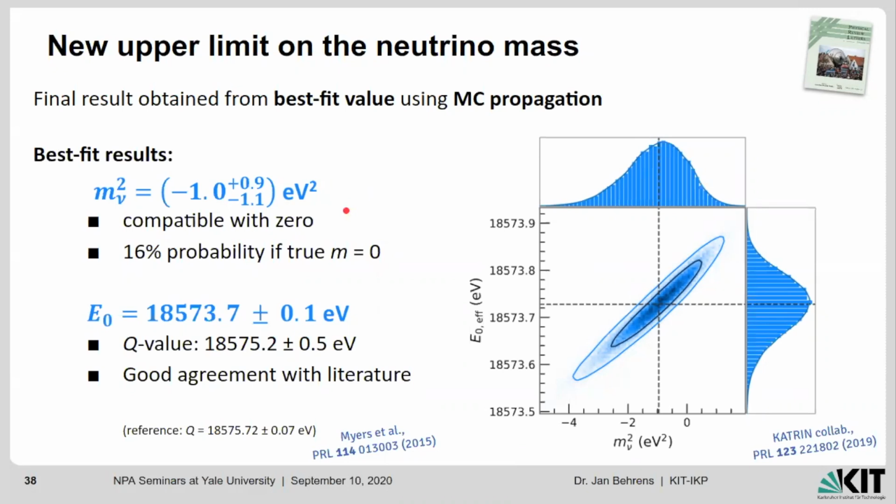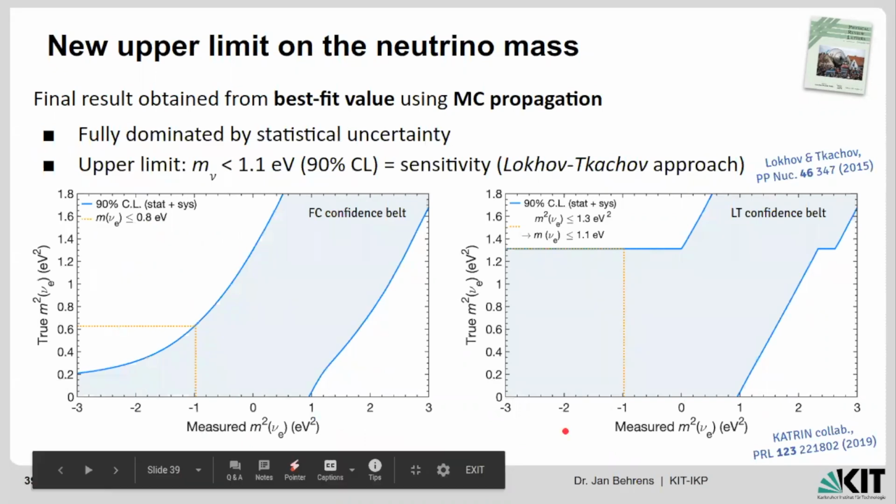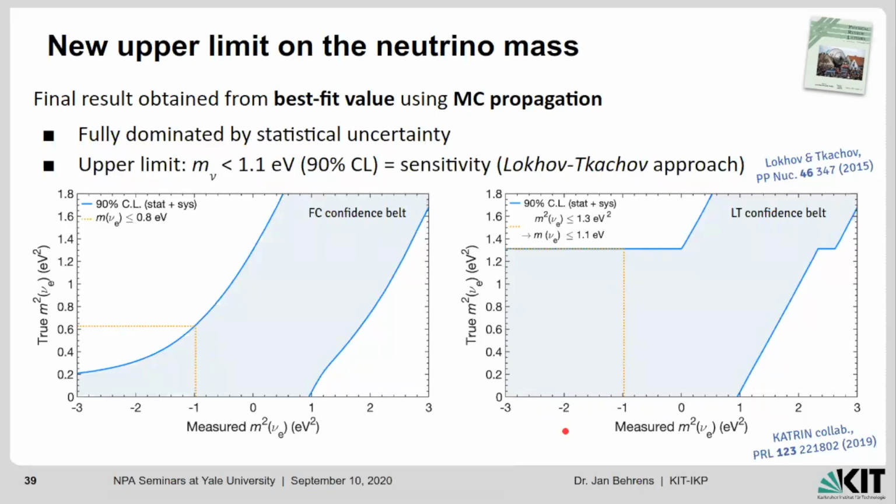Now to get to the upper limit, we do a sensitivity estimate, and again, we are fully dominated by statistical uncertainty.